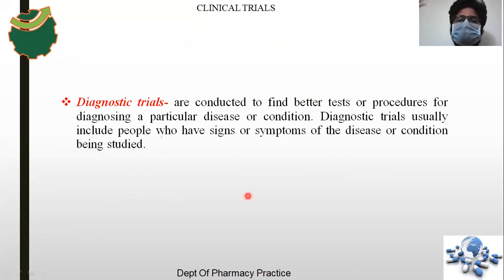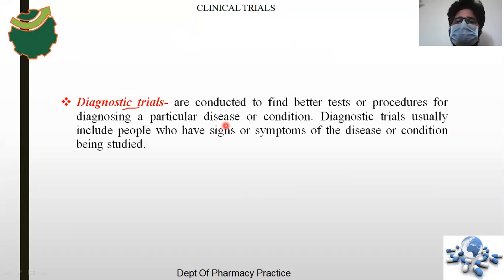Next, diagnostic trials. Here you are conducting trials to find a better test or procedure for diagnosing a particular disease or condition. So you are finding a better way to see the disease condition, a better way to find it out, in the initial or early stages of disease. So you're developing many sophisticated methods and techniques for it.